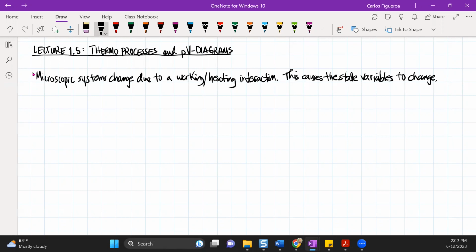In other words, if I have P1, V1, T1, and I call this state 1, and I go through a working and heating interaction, then the state variables will change to P2, V2, T2. And this is now our new state.